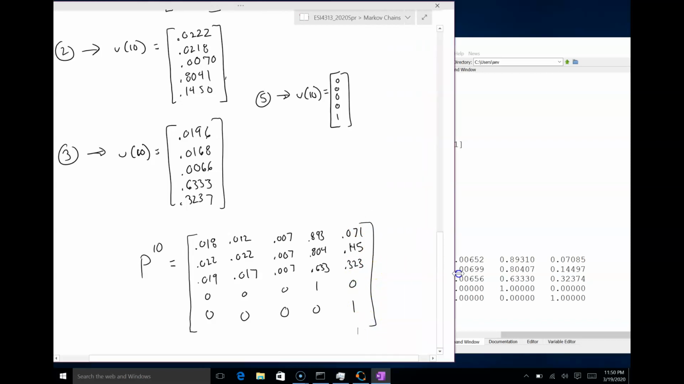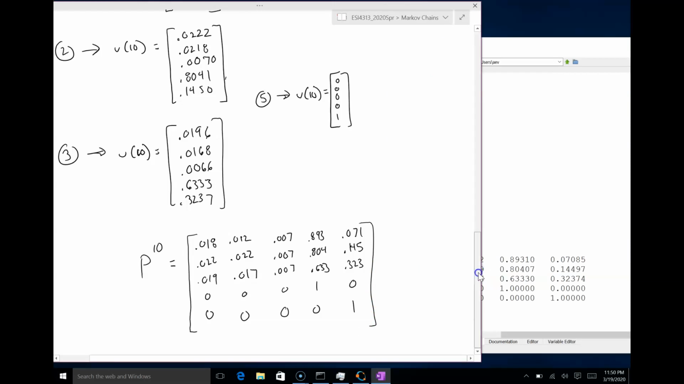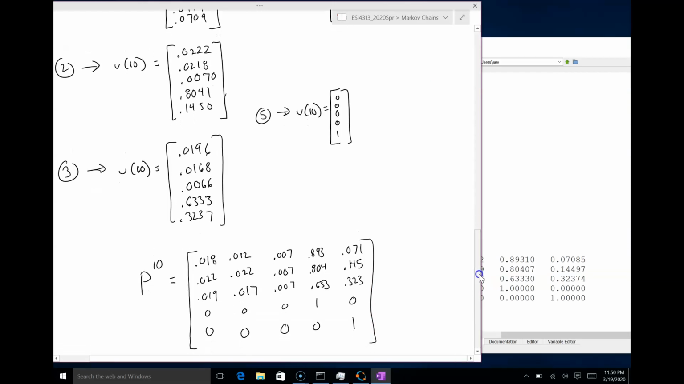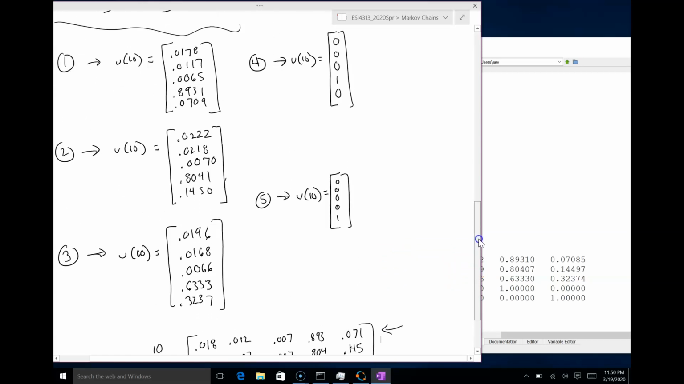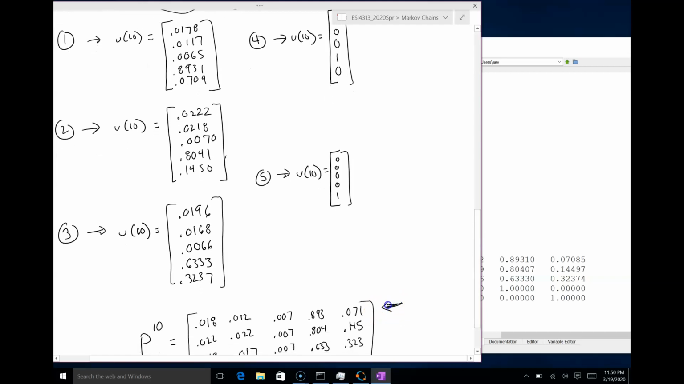So some of these values actually look really familiar. All right, let's look at this row here. Well, sure enough, that row, so this first row, is the same values that we see here. Of course, I did some rounding, right?